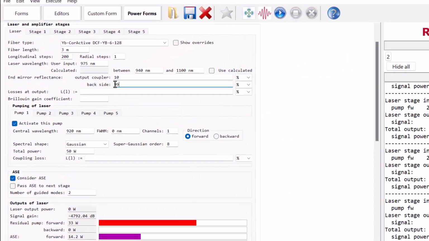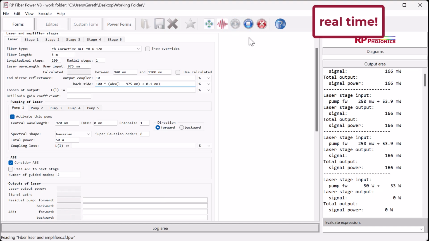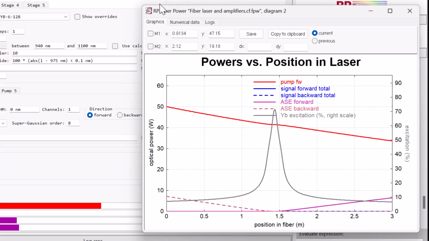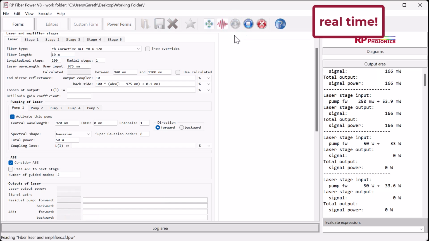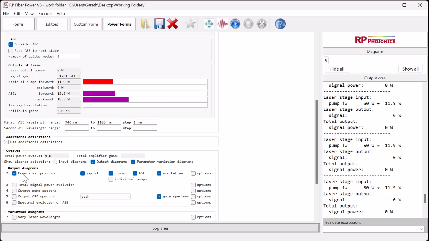Our first attempt to address this is to suppress the ASE with a backside mirror that only reflects at 975 nanometers. This has a significant effect, resulting in both forward and backward ASE, but we still cannot reach the laser threshold. Finally, we increase the length of the fiber in hopes of achieving more complete absorption. While we do get more pump absorption, we simply produce more ASE. To further understand this, we examine the ASE and gain spectra.